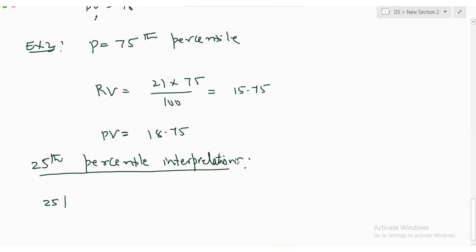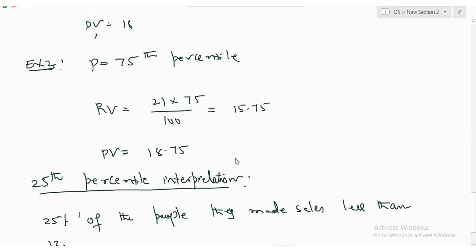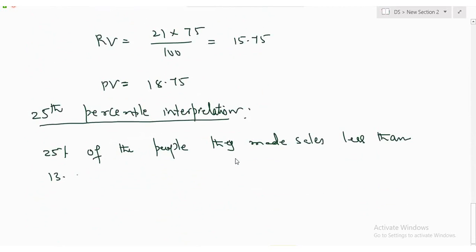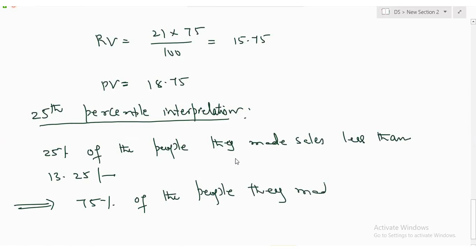25% of the people, they made sales less than 13.25 rupees, which implies 75% of the people, they made sales greater than 13.25.